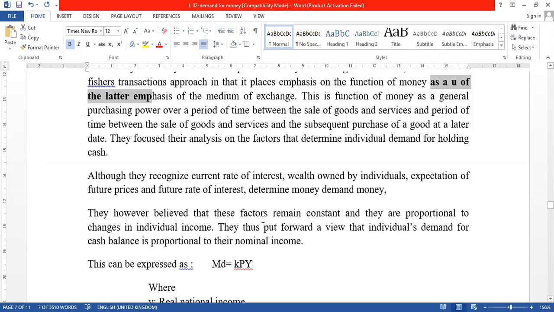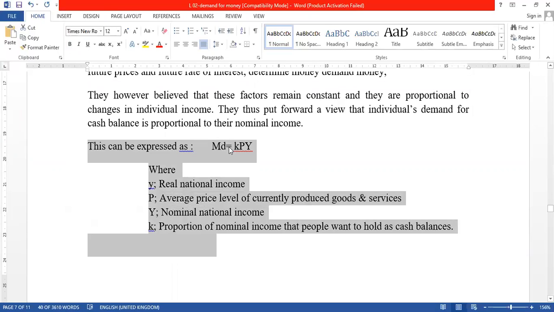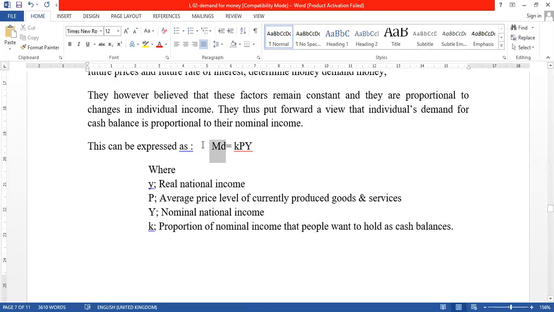And therefore, the formula that they gave us looks like this. You say that MD, which is demand for money, is equal to KPY, where Y, of course, remains national income. P is the average prices in the economy. Y we've already seen. And K is the proportion of nominal income that people want to hold as cash balances.